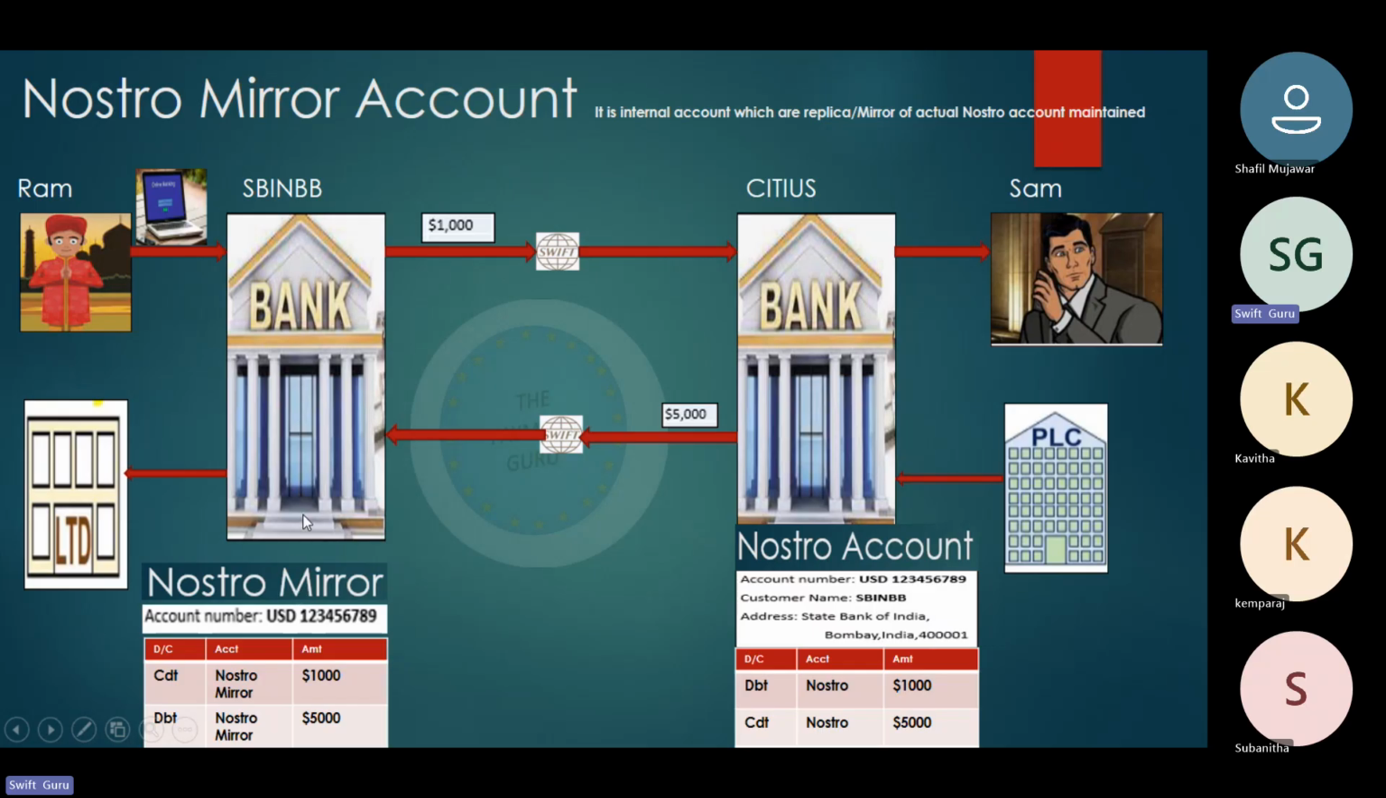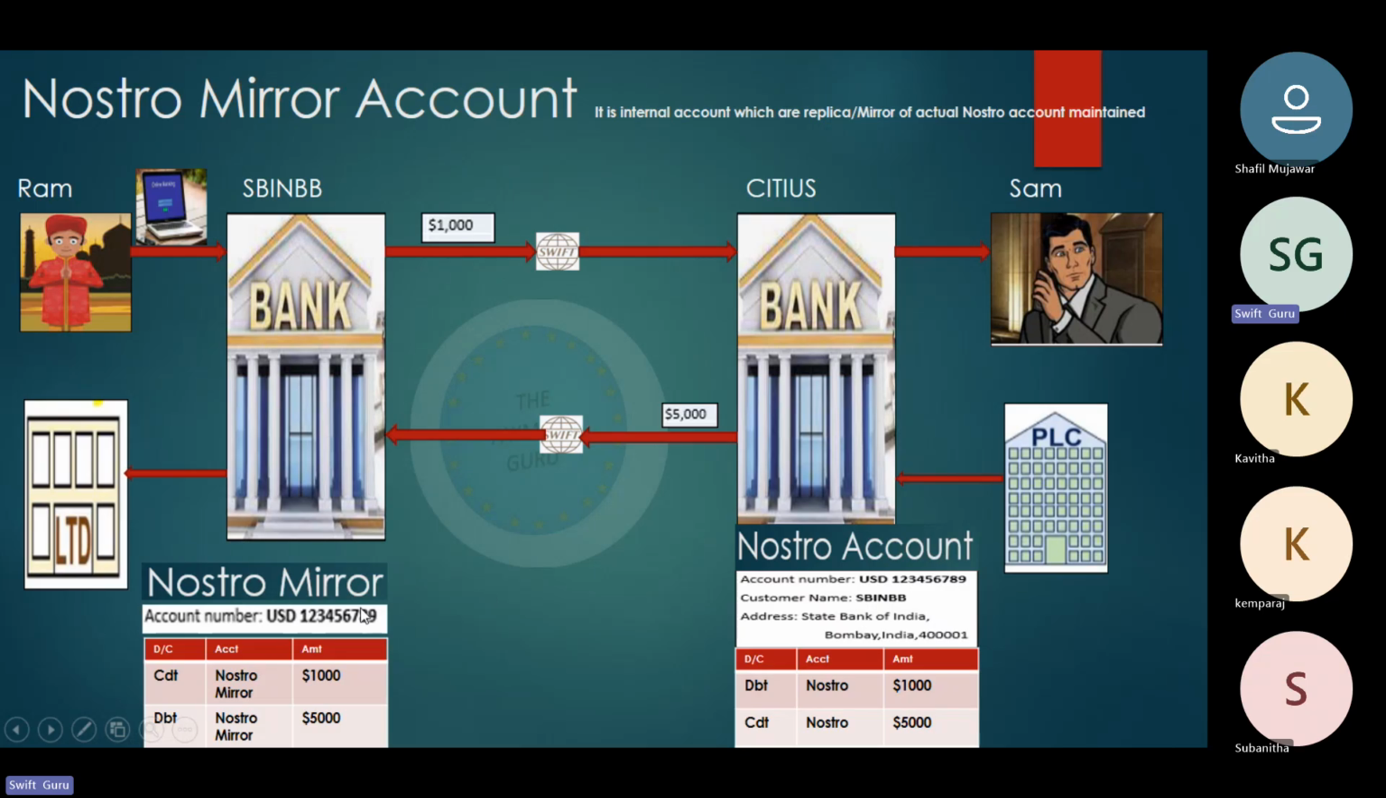So they will maintain replica transaction entries in what we call the Nostro mirror account. Why do we call it a Nostro mirror account? First of all, this particular account which they maintain for this Nostro account at the State Bank of India will be similar to it, and it is just a dummy internal account. There is no actual money in that. Actual money is always in the Nostro account.